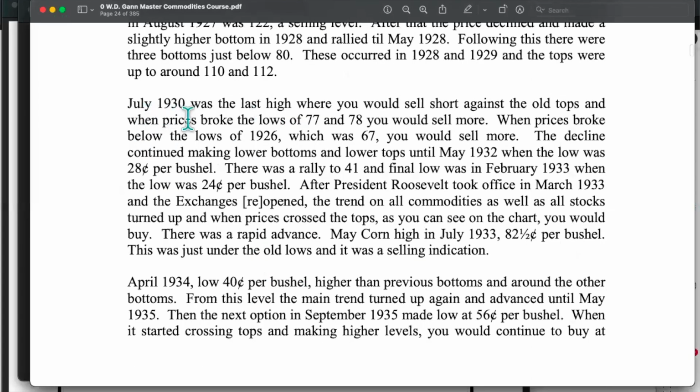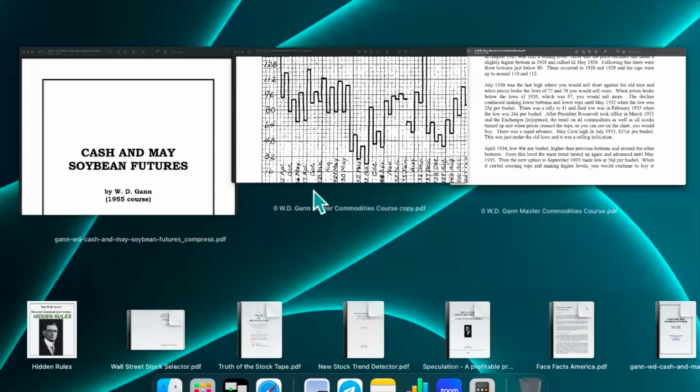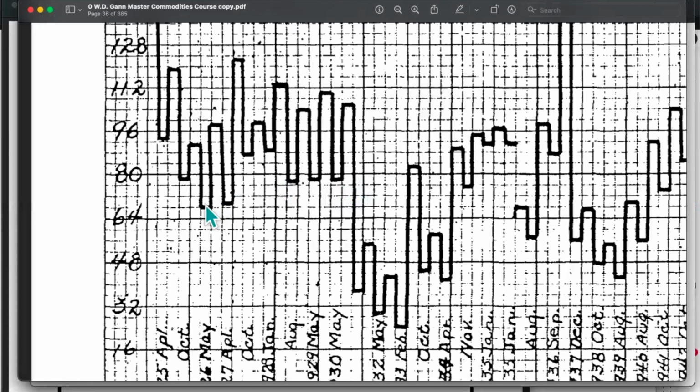So July 1930 was the last high where you would sell short against the old tops, and when prices broke the lows of 77 and 78, you would sell more. When prices broke below the lows of 1926, which was 67, you would sell more. So this is where you can sell again. If the price is going below this, again you can sell more. So this is how you do pyramiding. Pyramiding is again an important part.